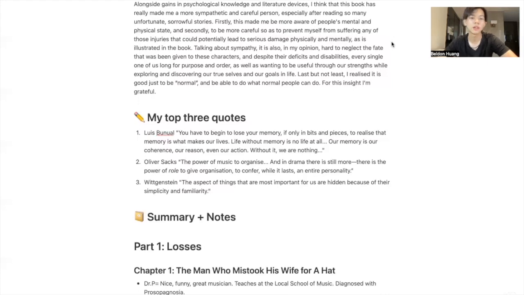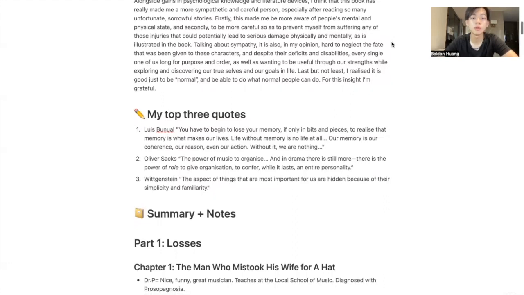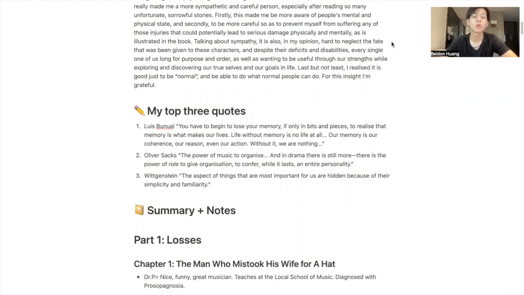And talking about sympathy, it is also, in my opinion, hard to neglect the fate that was given to these characters, and despite their deficits and disabilities, every single one of us longs for purpose and order, as well as wanting to be useful through our strengths while exploring and discovering our true selves and our goals in life. Last but not least, I realized it is good just to be normal and to be able to do what normal people can do. And for this thought, I'm grateful.